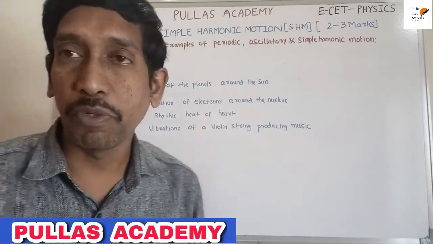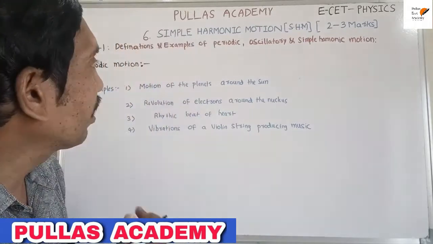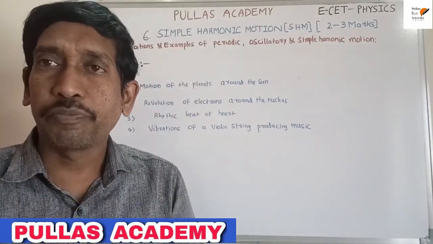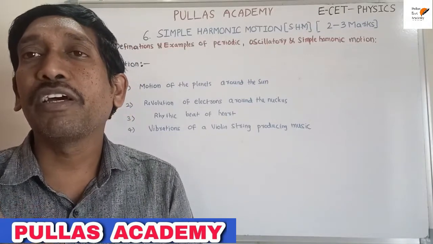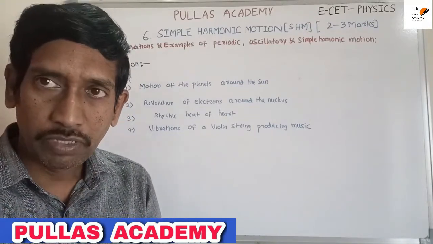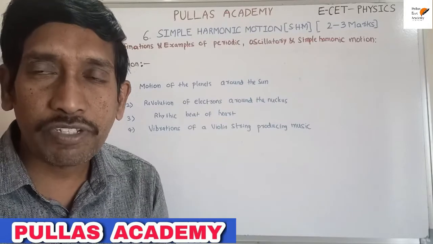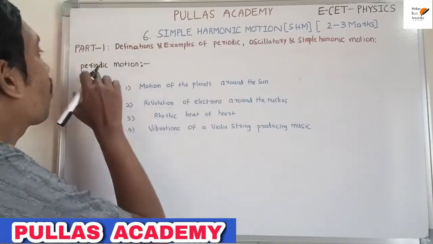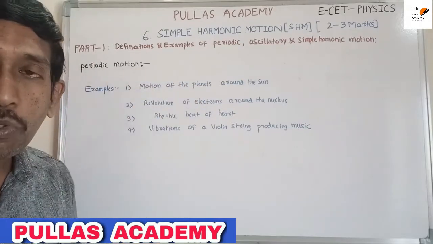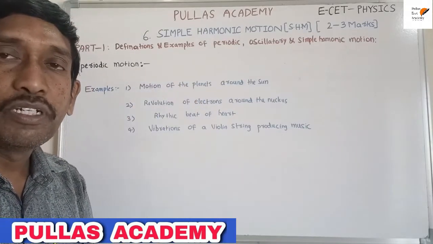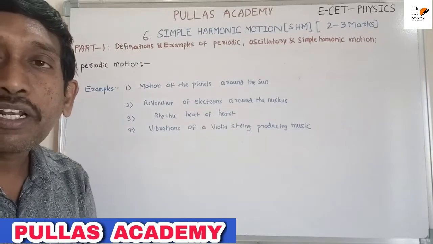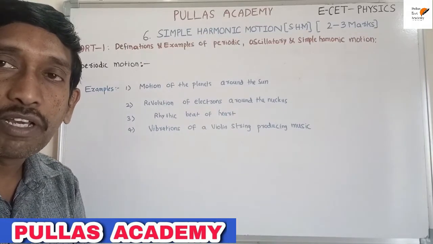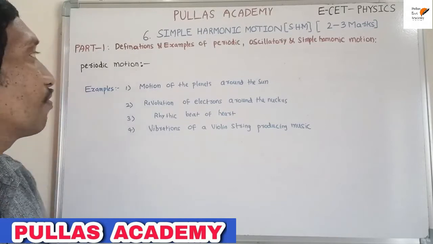What is periodic motion? Actually, periodic motion means if any object's motion is repeated at regular intervals of time. So in equal intervals of time any motion is repeated by itself, so that is called periodic motion. A motion which repeats in regular intervals of time, in equal intervals of time. Regular means what? Equal intervals of time.